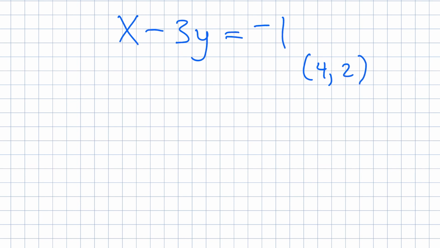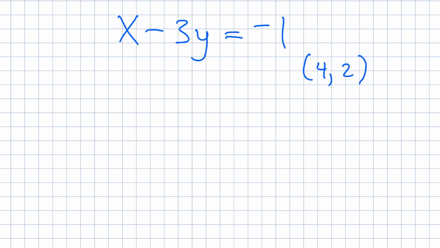All right, let's look at an example now about checking to see if a coordinate is a solution to an equation. So here is our equation: x minus 3y equals negative 1. And we're going to check 2 points. The first point we're going to check is the point (4, 2).